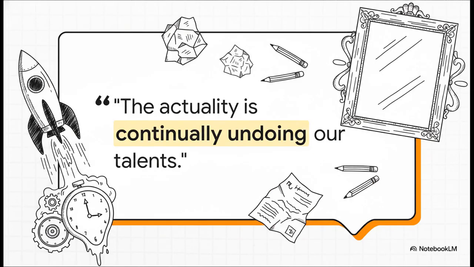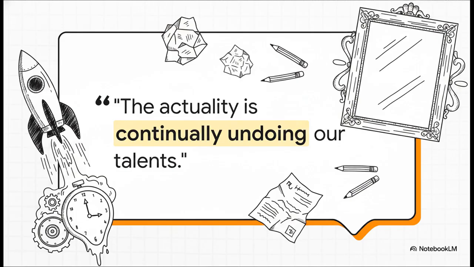Right out of the gate, we hit a massive problem. By 1961, American reality was moving so fast and becoming so completely absurd that writers felt they literally couldn't invent anything stranger than the daily news. Novelist Philip Roth hit the nail on the head when he said, "The actuality is continually undoing our talents."